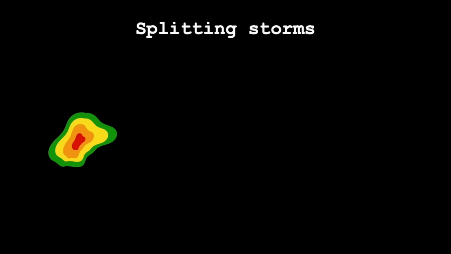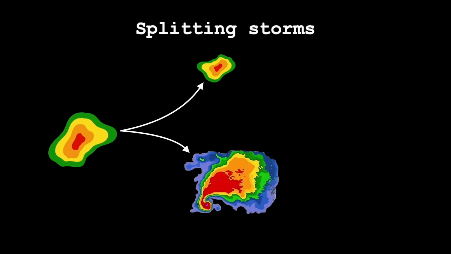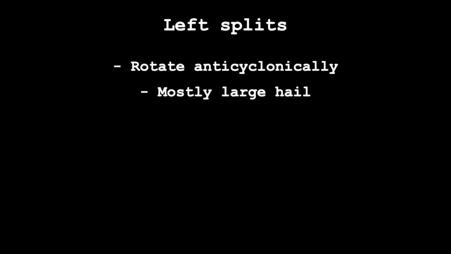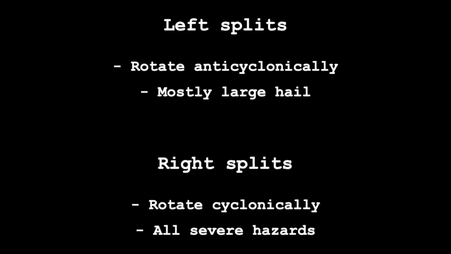Finally, something to watch for closely is splitting storms. This is simply when an individual storm splits into two distinct storms. The original storm, which is your right mover or right split, as it tends to move to the right of the mean flow, and a left mover or left split, which moves to the left of the mean flow. In supercell environments, left movers take on anticyclonic or clockwise rotation and tend to produce mostly large hail, while right movers rotate cyclonically or counterclockwise and can produce all severe hazards, including tornadoes.